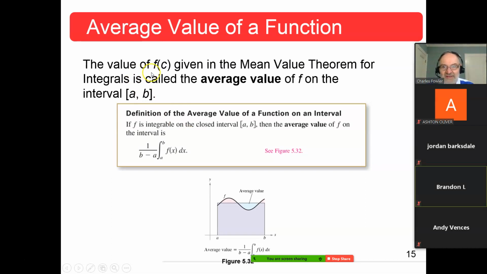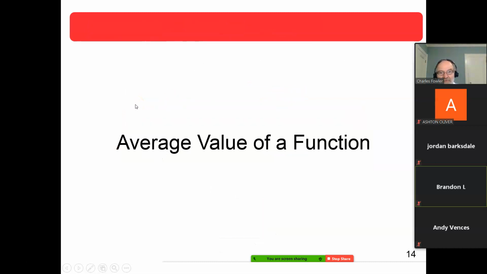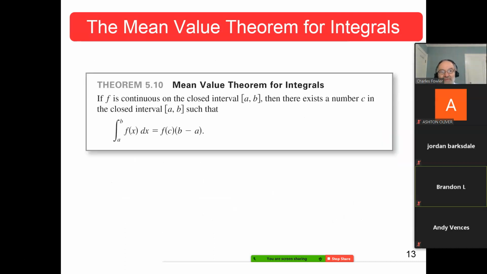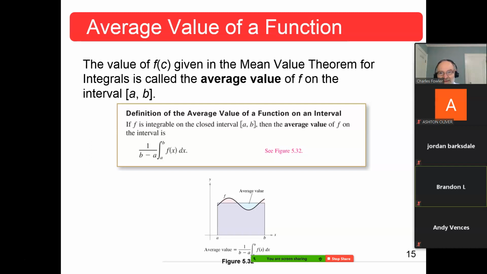That value, f of c, given by the mean value theorem for integrals, is also called the average value of f on that interval. And that sure was what that one looked like, wasn't it? f was a low value down here, a high value up here. That f of c is somewhere smack in between the two of them, and not exactly halfway, because they may have slightly different areas there, but it's somewhere in there. And that's what we mean by average value, okay?